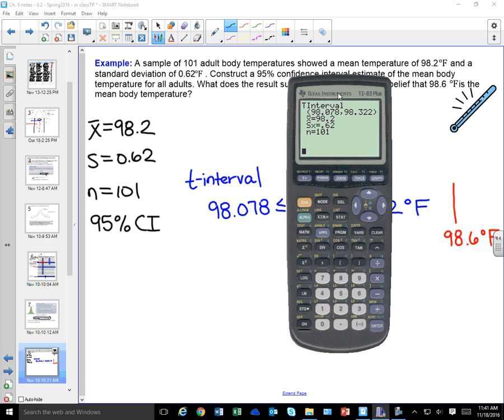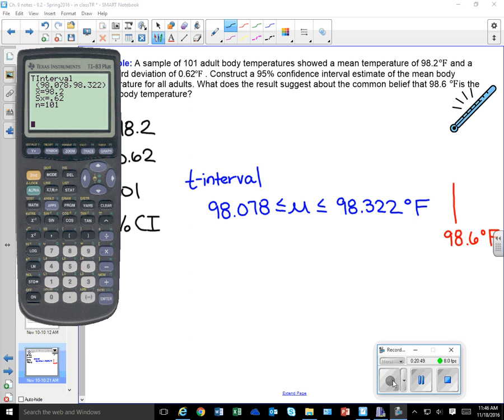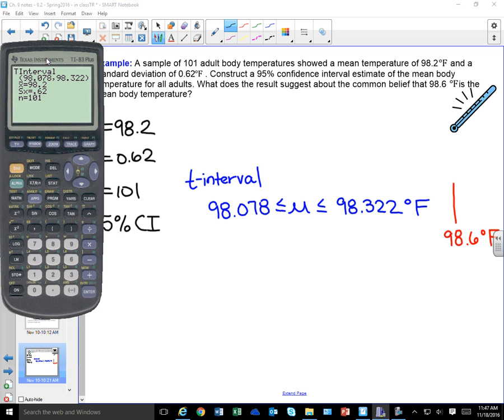So there's our t-interval. That's our lower bound and our upper bound. It's our mean and our standard deviation. We use that t-interval on our calculator to get our lower and upper bound. It gives you the mean, so you can double check and make sure it's the same as the one you thought you typed in, the standard deviation and your sample size, and so that would be the answer.